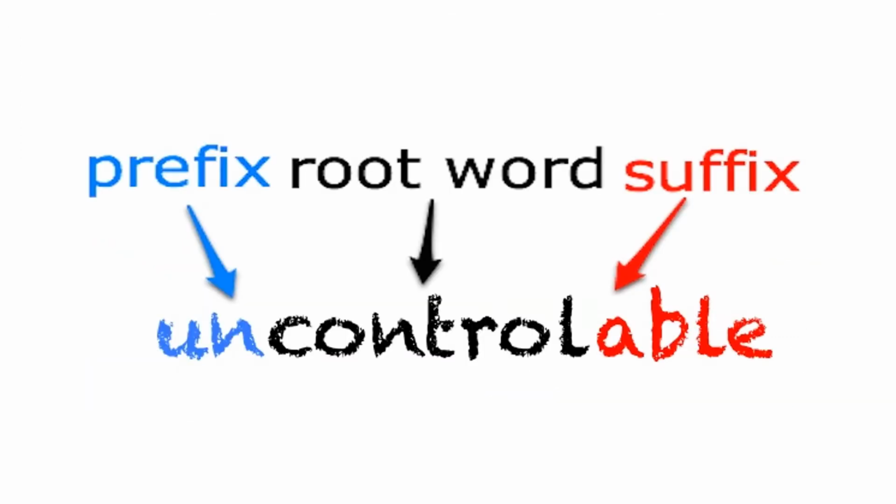Again, prefix, root word, suffix: uncontrollable. Okay, control, that's the root word, able. All right.